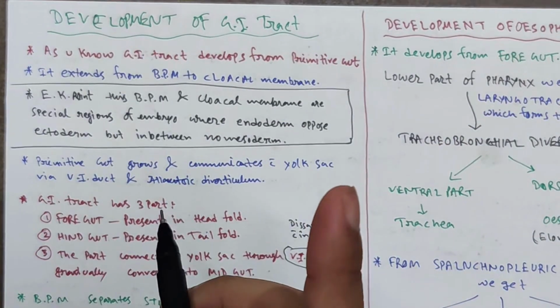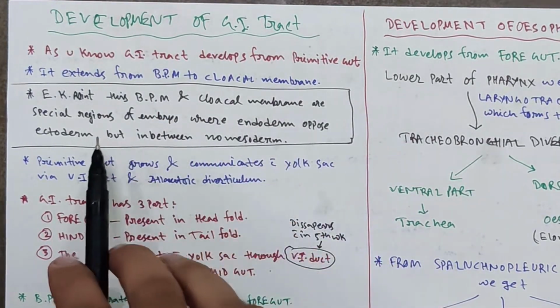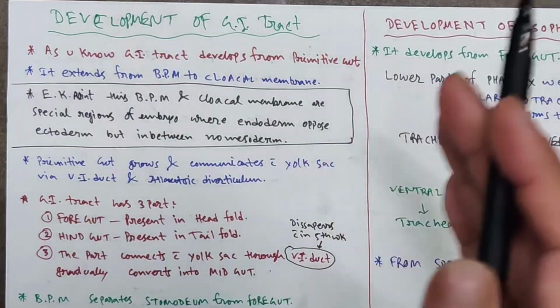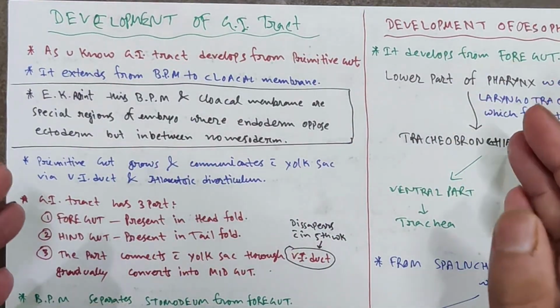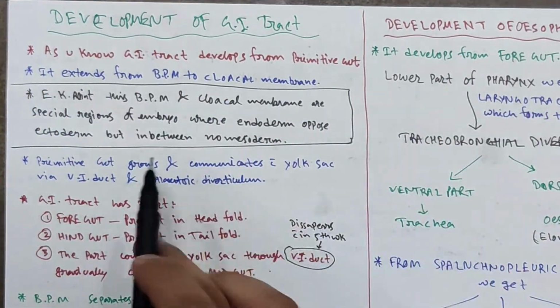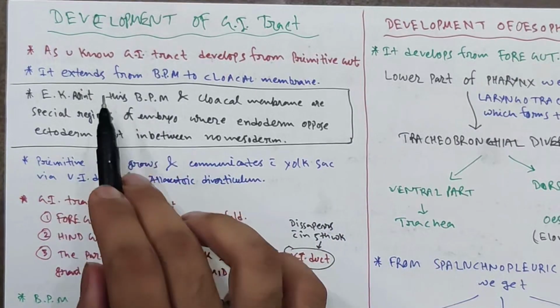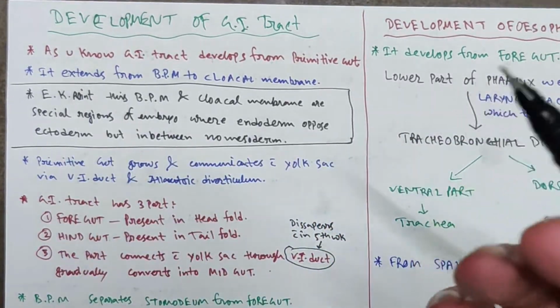Now, an extra knowledge point for you: the buccopharyngeal membrane and cloacal membrane are special regions of the embryo where endoderm is present opposite to the ectoderm, but in the middle there is nothing. So in between there is no mesoderm. Remember, the buccopharyngeal membrane and cloacal membrane are special areas of the embryo.